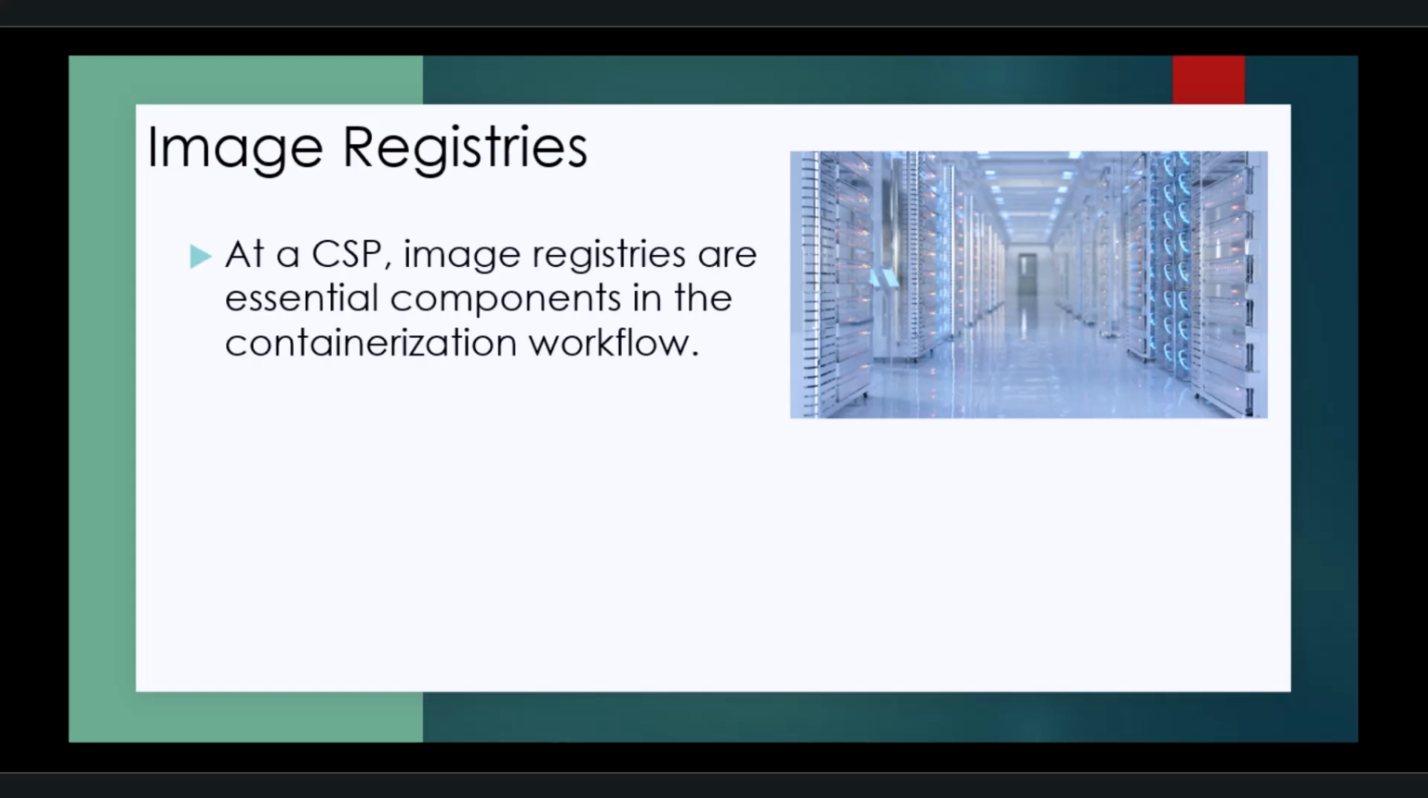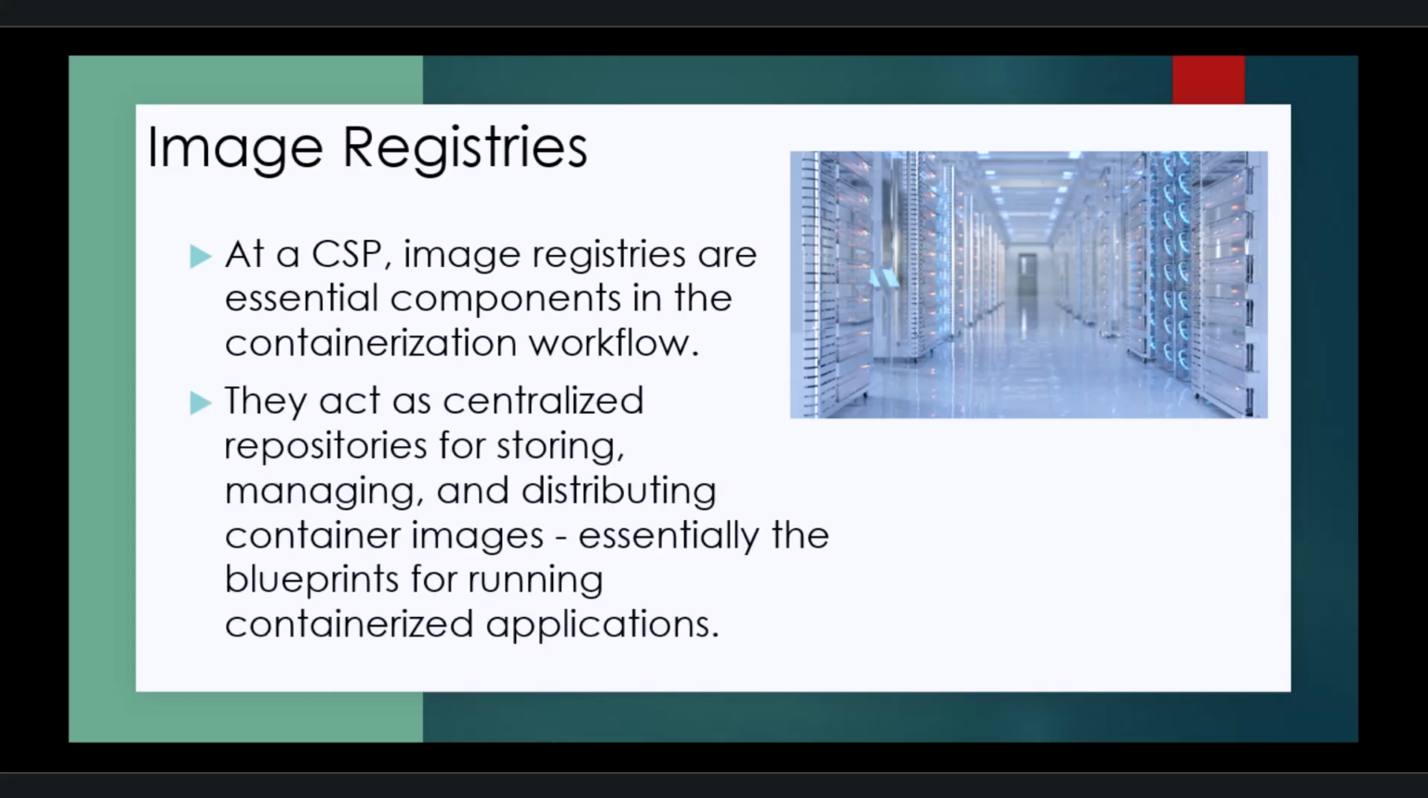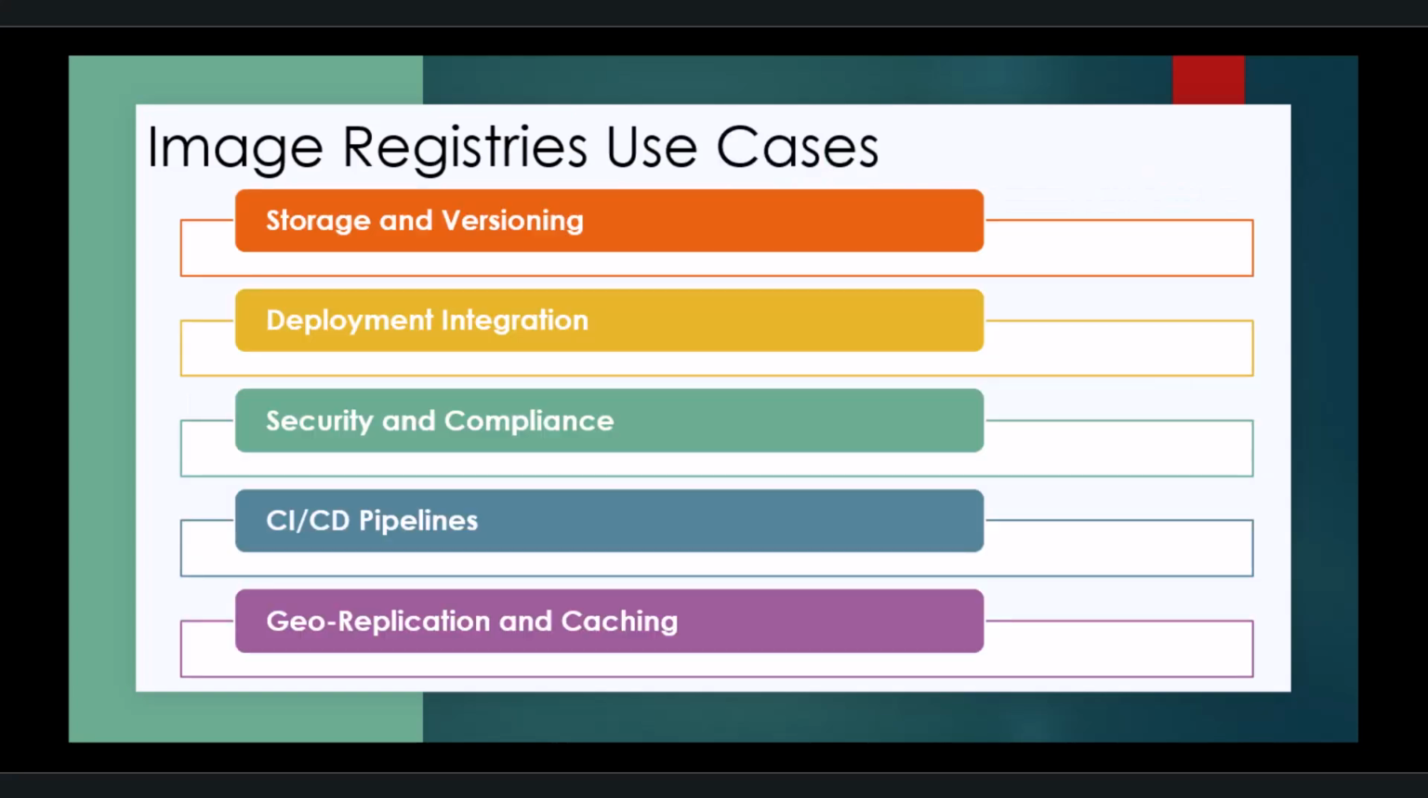And then we have image registries. At a CSP, image registries are essential components in the containerization workflow. They act as centralized repositories for storing, managing, and distributing container images. They're basically the blueprints for running containerized applications. An example would be Amazon Web Services Elastic Container Registry, or ECR, which could then be orchestrated with EKS, Elastic Kubernetes Service. Let's talk about some of the use cases for image registries, starting with storage and versioning.